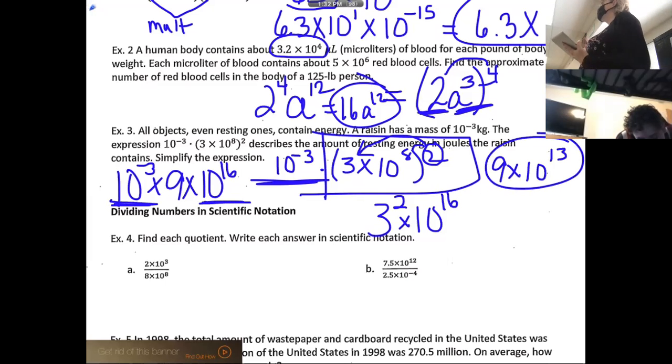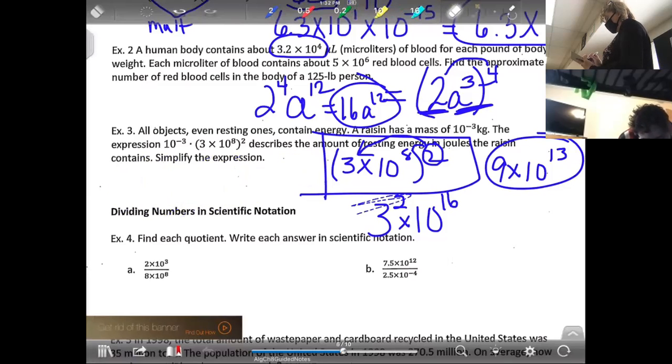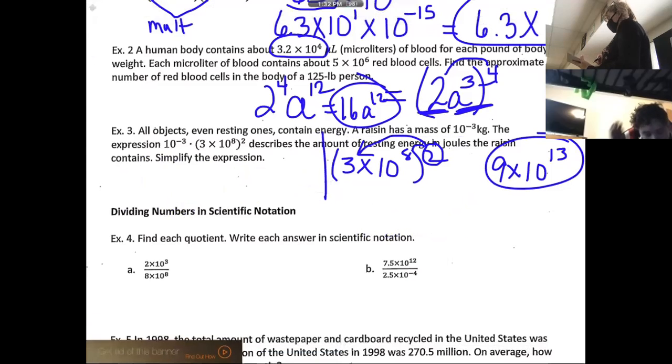So that was how we multiplied, and that's how we do powers. But now we're going to divide. So how many of you think Jacob was right? That this is so hard? Jacob was as right as a triangle. That is right.